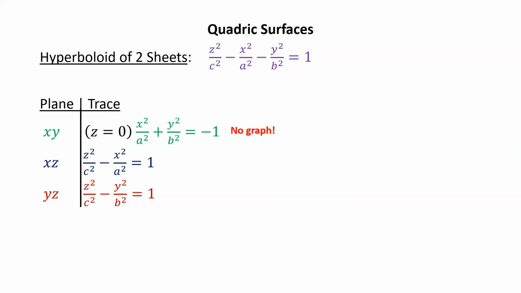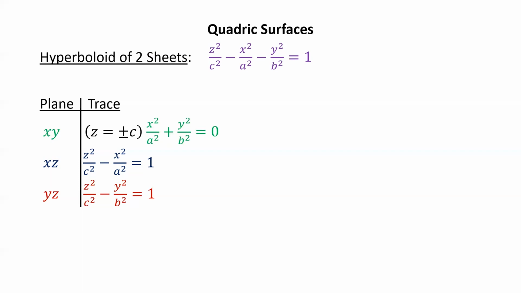But this has no graph because the sum of two squares could never be negative in the real number system. So instead of using 0, let's look at the traces in the planes z equals c or z equals -c. Both lead to the same trace because we're squaring it. And notice we get c squared over c squared, which is 1.